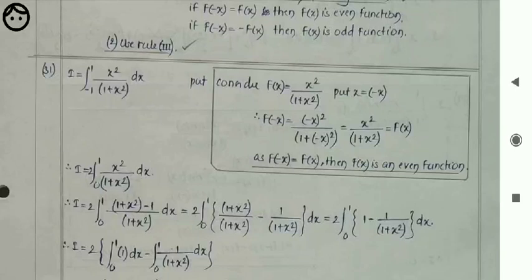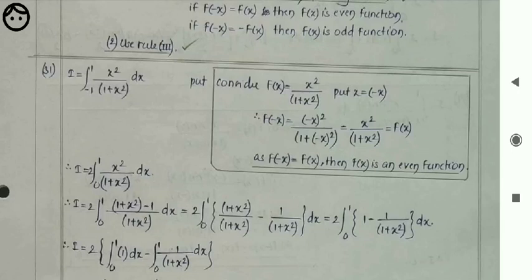Replace x with minus x everywhere. So f of minus x, don't pick and choose, is equal to minus x the whole square upon 1 plus minus x the whole square. Minus x the whole square is obviously x square, so x square upon 1 plus x square, which is again the original function f of x. So f of minus x gets converted into f of x again. That means the function is even.